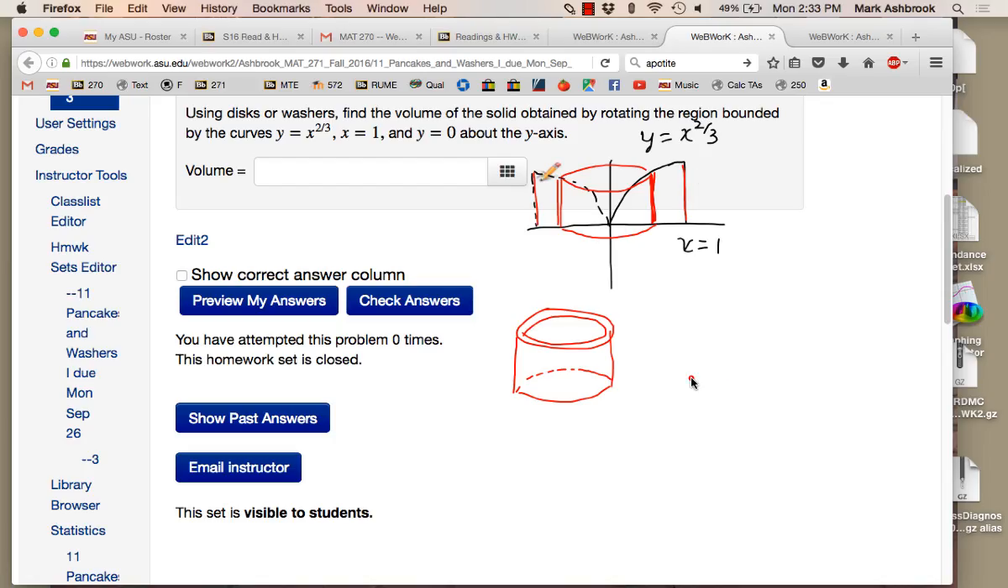Like a telescope, right? But they're not attached. They're all separate. Okay, so then how do we get the volume of one of these things? So this is called a cylindrical shell.